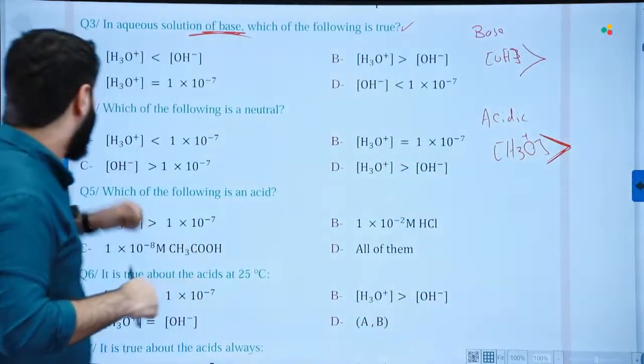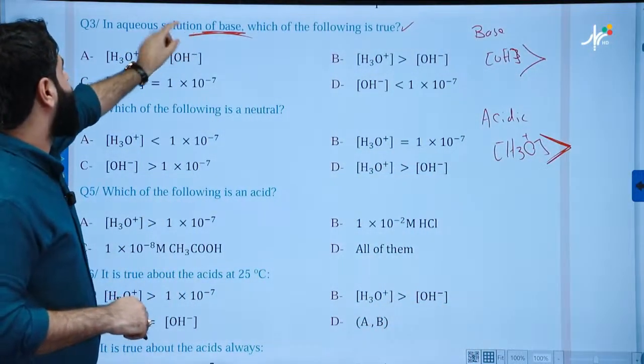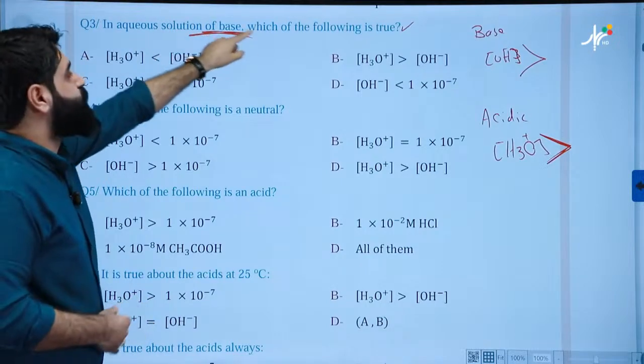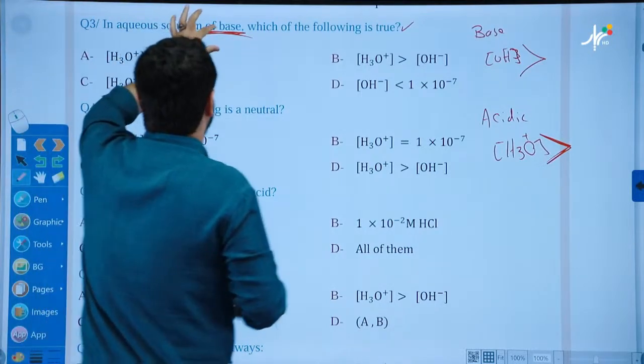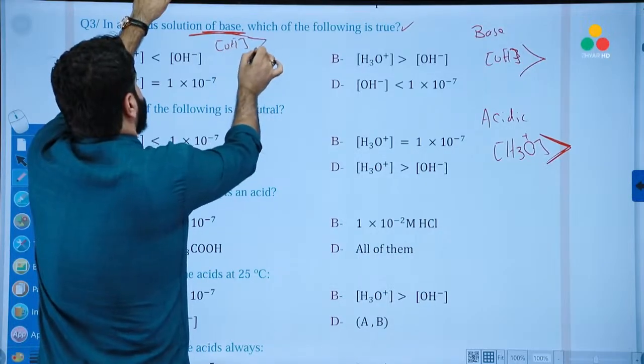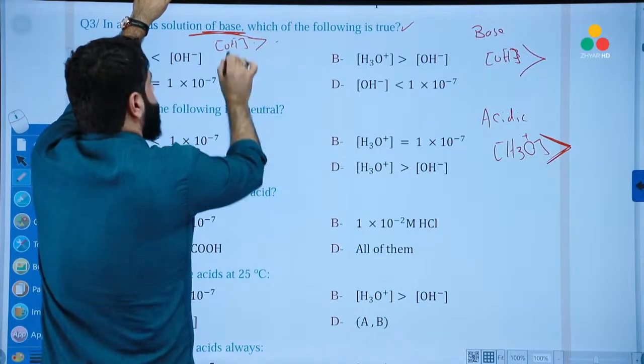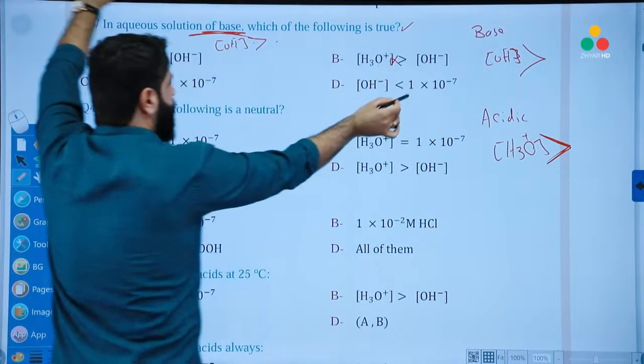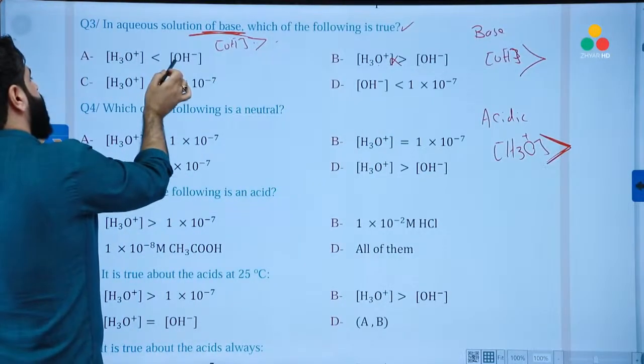Good. Look. Which of the following in the aqueous solution of a base is true? Base, it means OH must be here. Good. Now H3O is here. No. This one, OH is here.